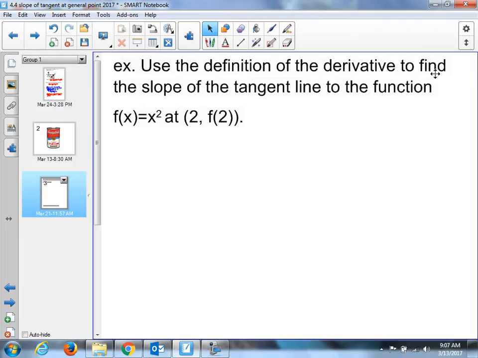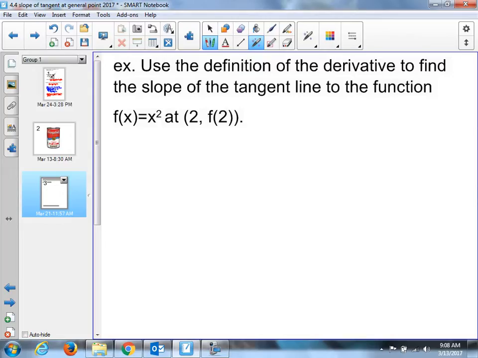Use the definition of the derivative to find the slope of the tangent line to this function. We've got it simple: f of x equals x squared at 2 comma f of 2. But we're going to do the definition of the derivative. The other day, we would have plugged in 2 right away, found that it's 4 and so on, and then went with 2 plus h and worked that out. Here we're going to do it just a little differently. We'll see.